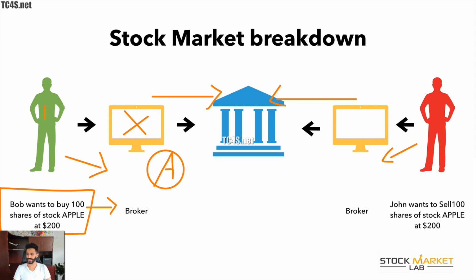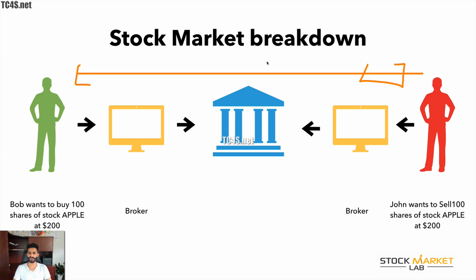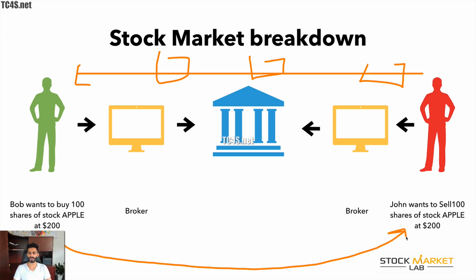And the whole idea here is now the stock market basically exchanges the two parties. So Bob gets John's 100 shares, right? So John's 100 shares are going to Bob. Bob's money goes to John, right, for the transaction.